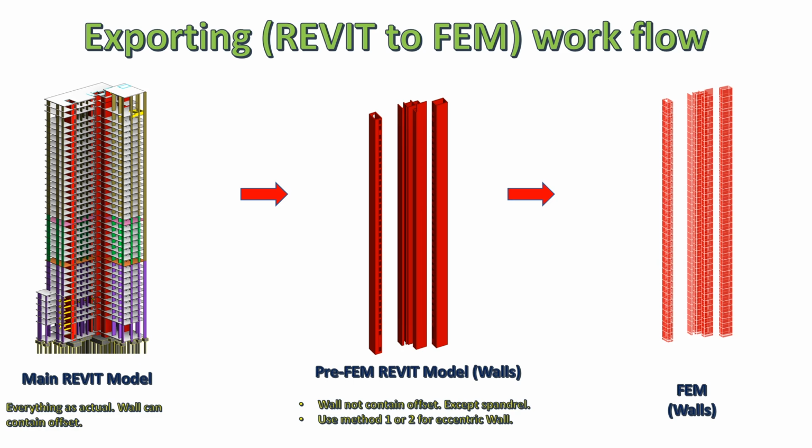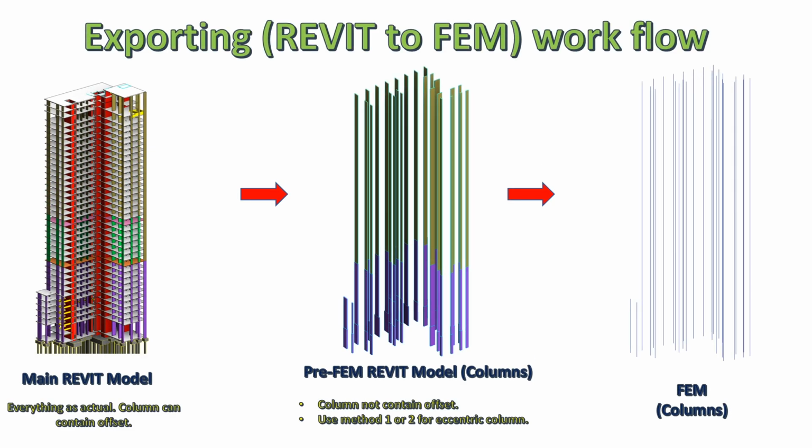In case you choose the forced concentric method, and the tolerance required for the structural wall and structural column is different, or you choose different methods to handle the eccentric wall and eccentric column, you need to separate the pre-finite element Revit model for the structural column from the pre-finite element Revit model for the structural wall. If you follow the guidelines explained in this video, you can now control the structural behavior of the finite element model exported from the Revit model.